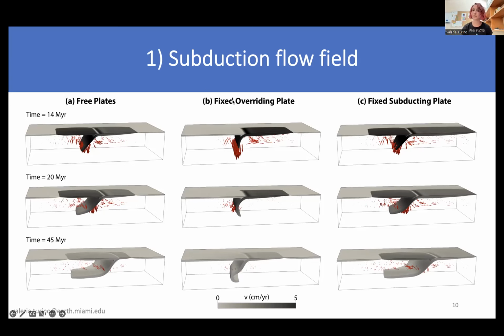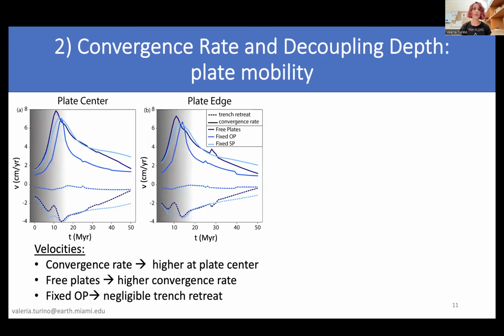While in the fixed overriding plate case, slab evolution is very, very different. We see that as soon as the slab reaches the lower mantle, it just bends backwards, and the flow is very weak, especially toroidal flow. All of these are, once again, the result of convergence rate and the trench retreat, that in this case is basically absent.